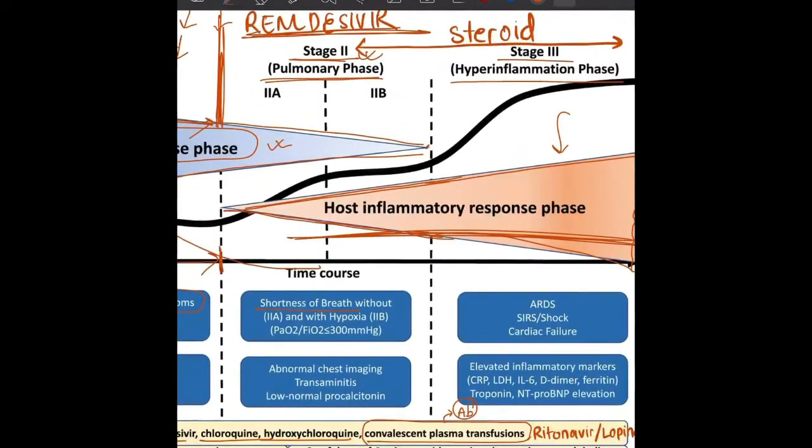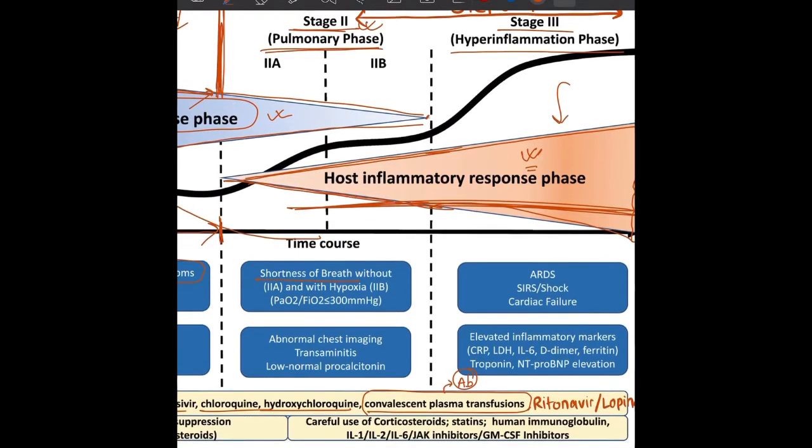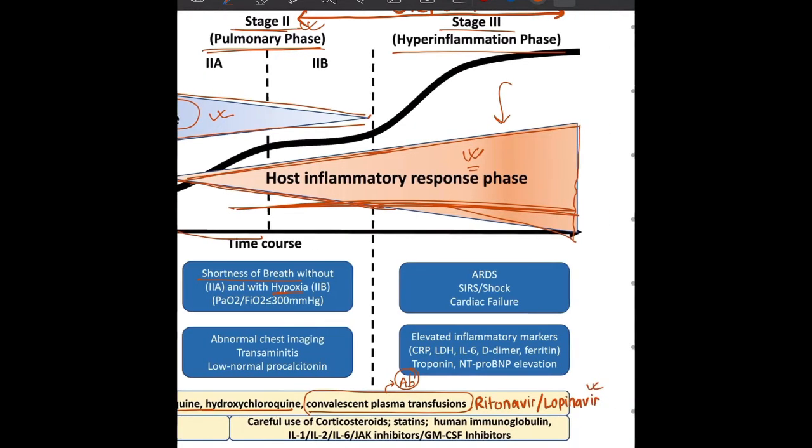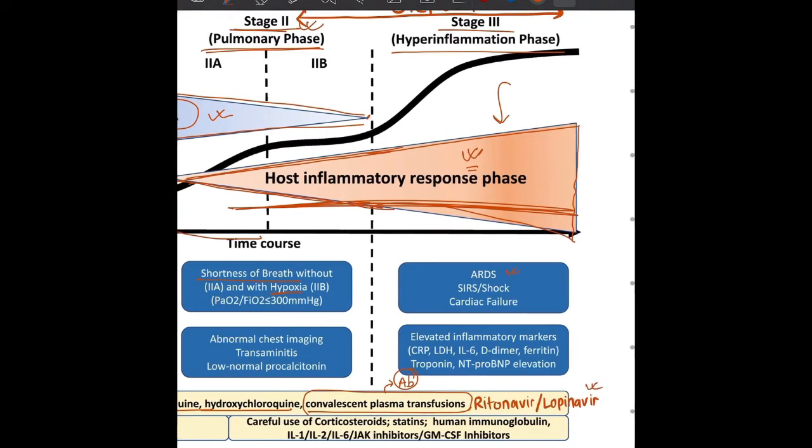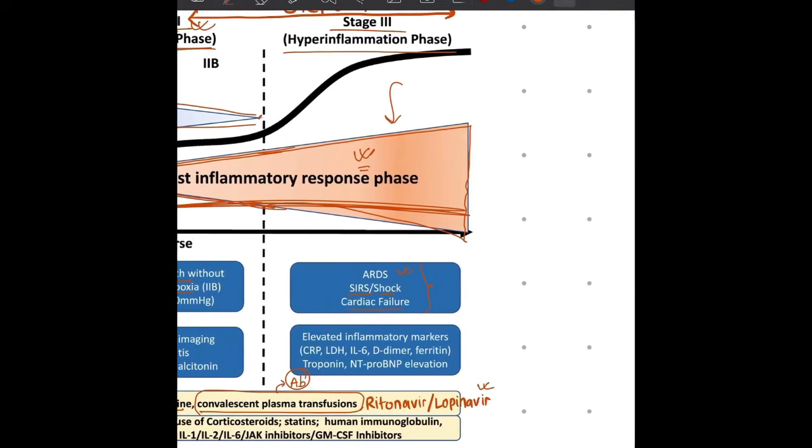Now, there are some manifestations that are because of excessive inflammatory response. That includes lung parenchymal damage, ultimately leading to shortness of breath and hypoxia, respiratory distress, finally ARDS, systemic inflammatory response syndrome, shock, and cardiac failure. These all were because of excessive production of harmful cytokines, which were interleukin 1, interleukin 6, TNF alpha as well as GM-CSF.